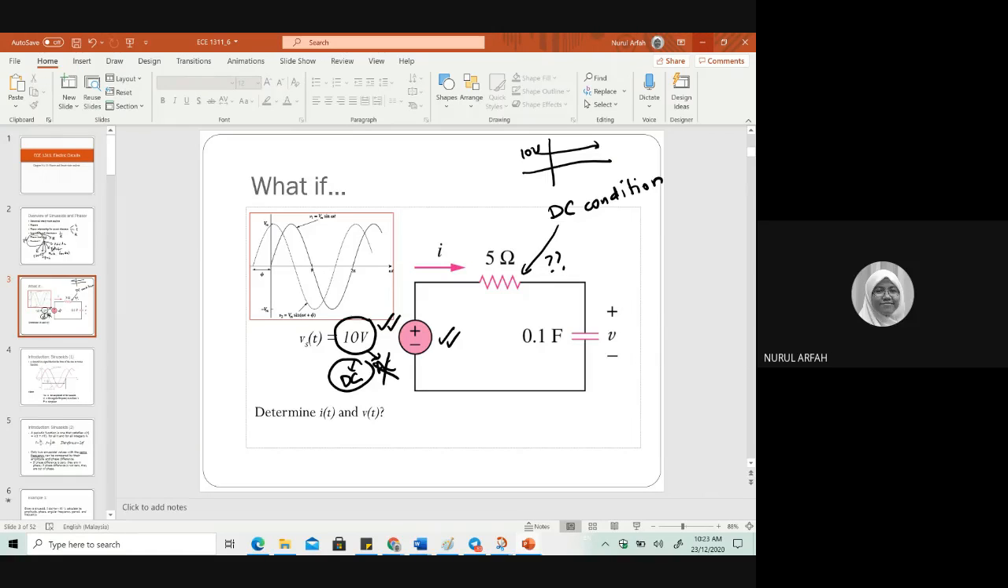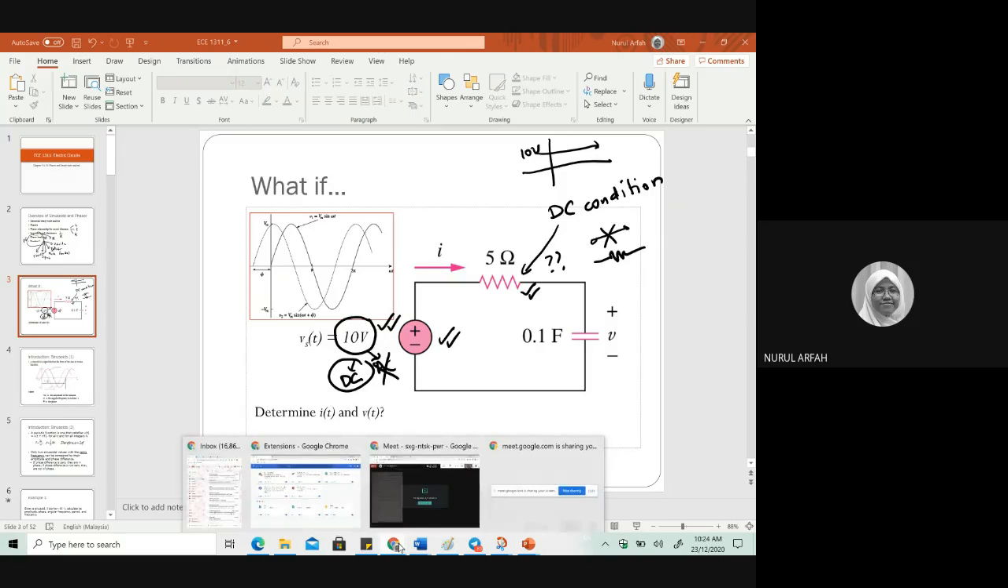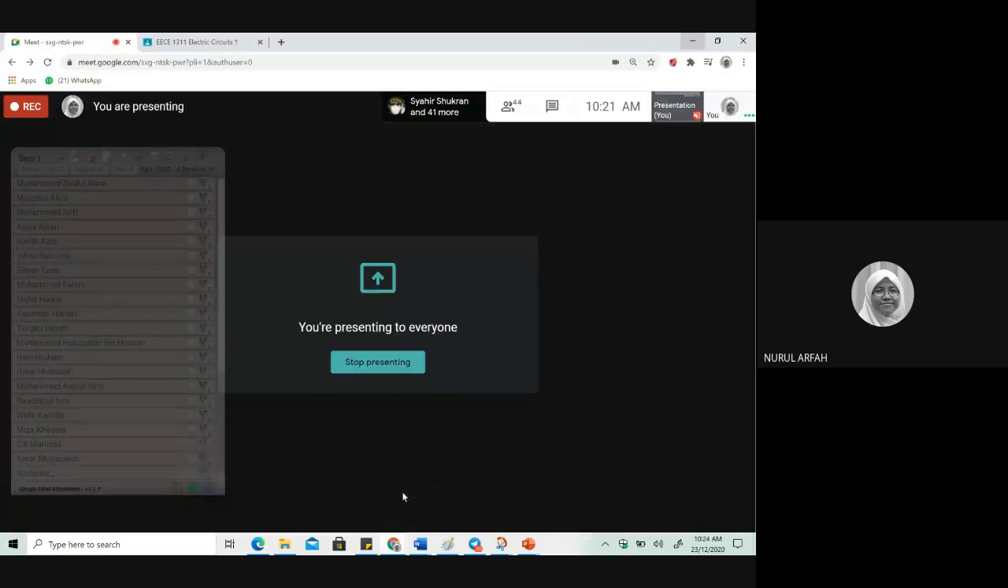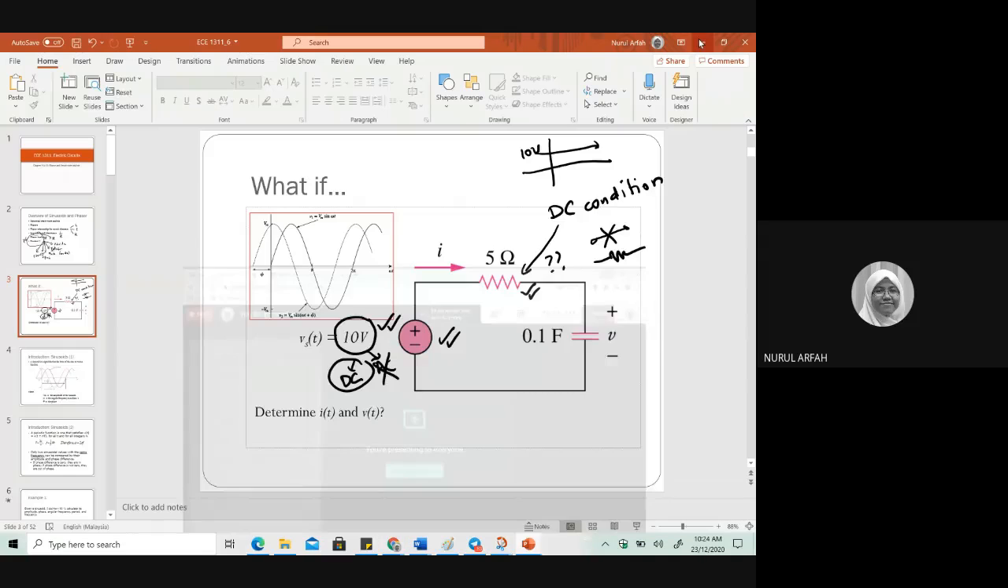A resistor will still be a resistor. It will not be replaced with a short circuit or anything, right? So a resistor, still a resistor. Why do I mention this? Because in another section, when we had our discussion, some of them replaced the resistor with a short circuit. So it's not a short circuit. Only the inductor will be replaced with a short circuit.